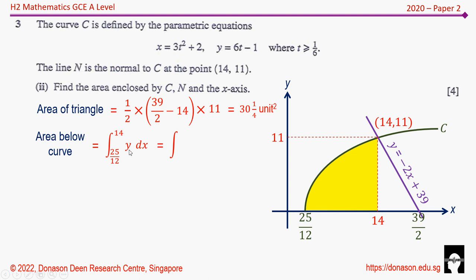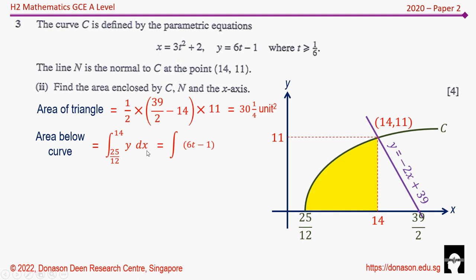But we need to express y in terms of x in order to perform the integration, and of course if you look at this, it is parametric. So it would be better if we can change everything here in terms of the parameter t itself. That would make life a lot easier. So I'm going to replace my y in terms of its parameter, 6t minus 1. So I have just replaced the y in terms of t.